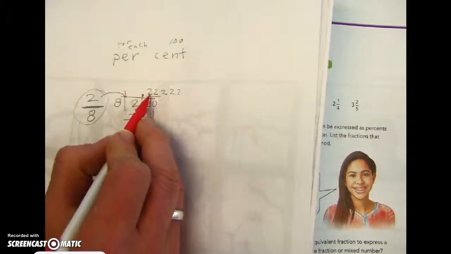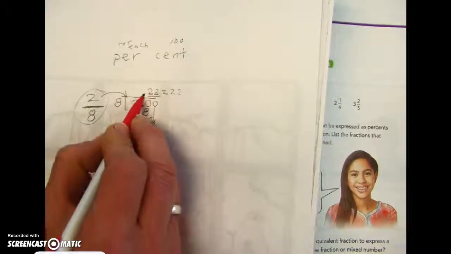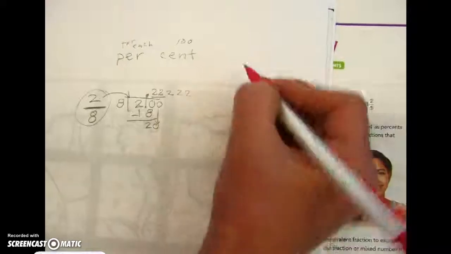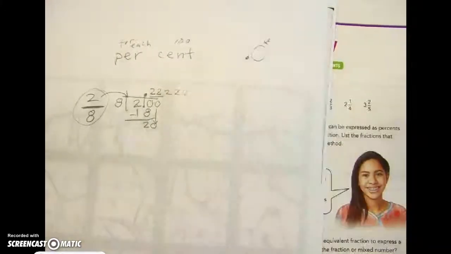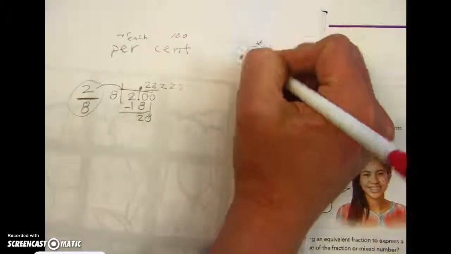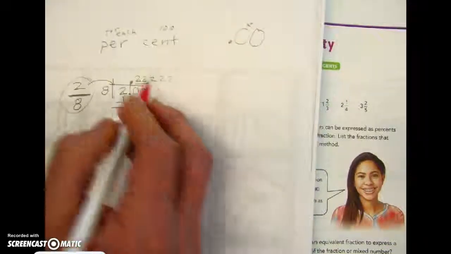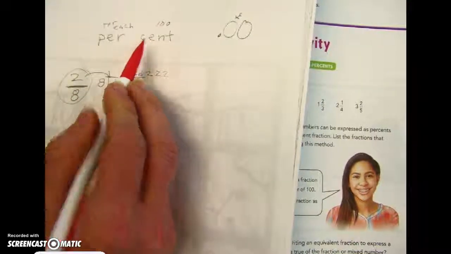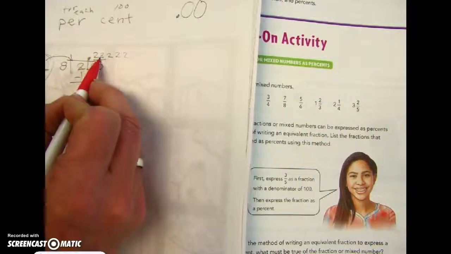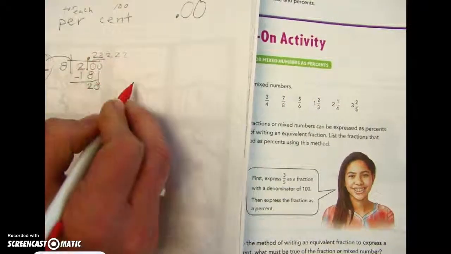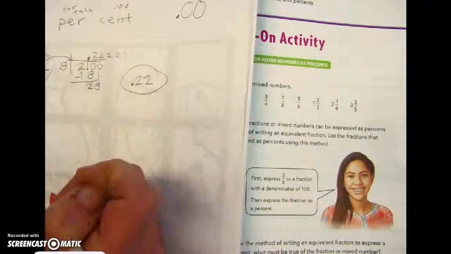So all we need is numbers in the hundredths place. Remember, when we're dealing with decimals, this is the tenths place, and this is the hundredths right next to it. So I would only need 2 places for it to be a percent, to be over 100. If I round, 2 doesn't round the next 2 up to anything, so it would just stay at 22. And that is my decimal.